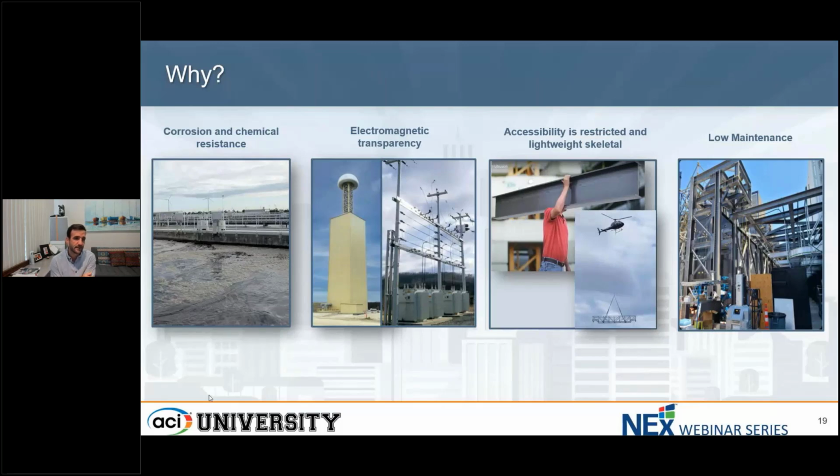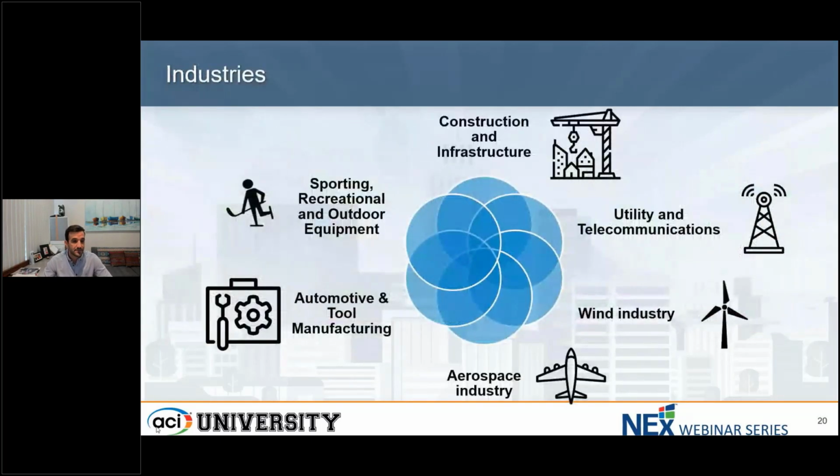And the last item is electromagnetic transparency, as we will see. That is also a driving element in many of the projects that are seeing this type of element being used, or that have been used for the past years.